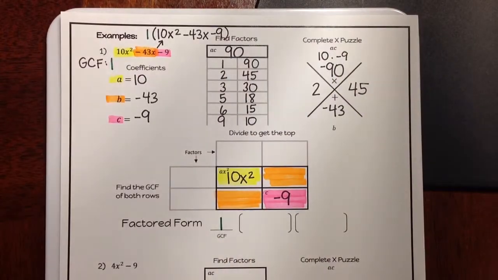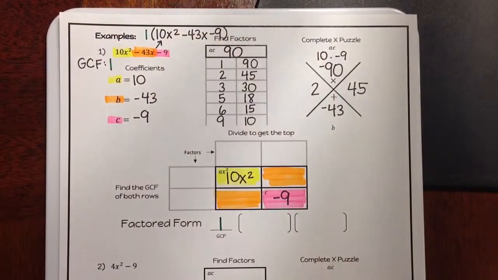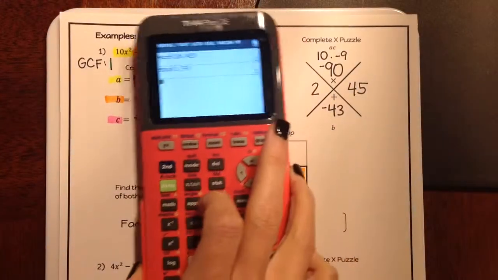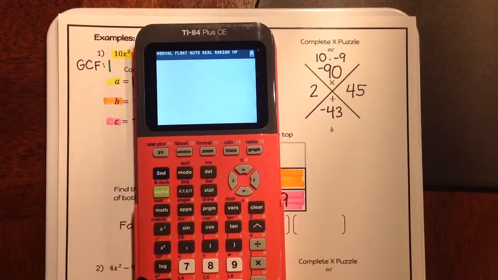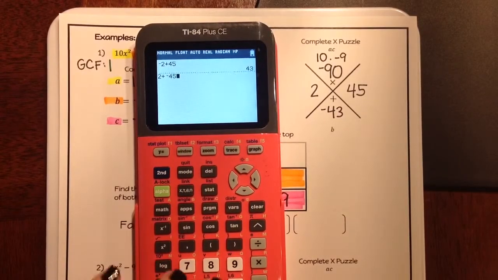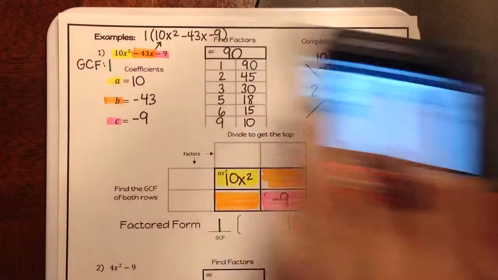And now one of them obviously has to be negative because the product is negative. So I've got to make sure I pick the correct option. Well, if I'm not sure, I can always check my mental math in the calculator. So if I made the 2 negative and I added 45 to it, that's going to be a positive. I bet it's the 45 that has to be negative. And yes, I was correct.